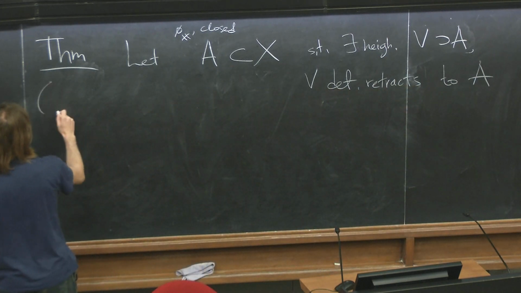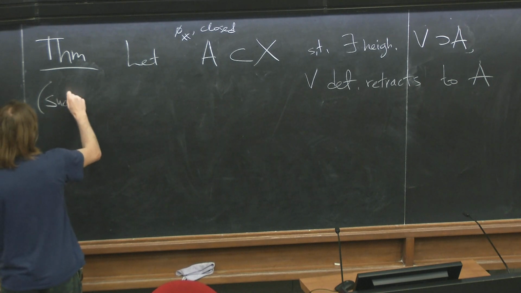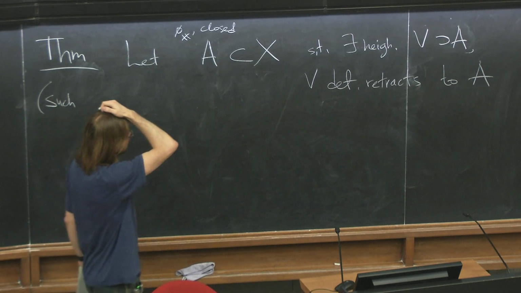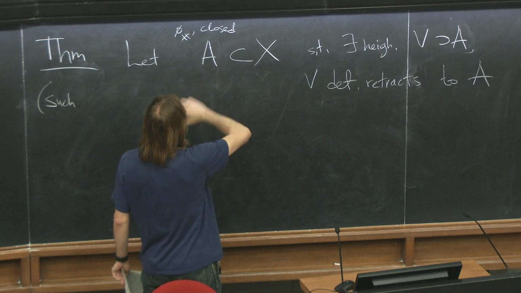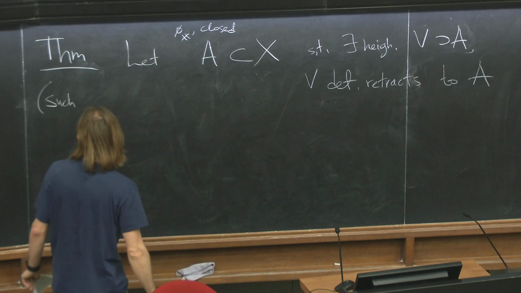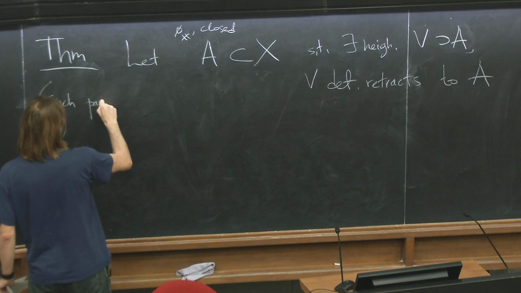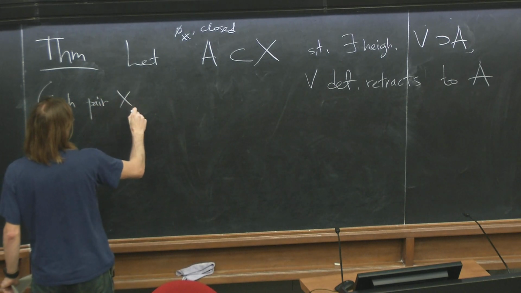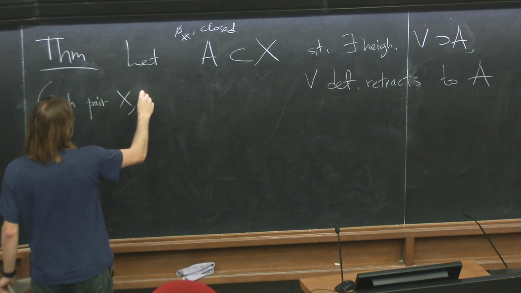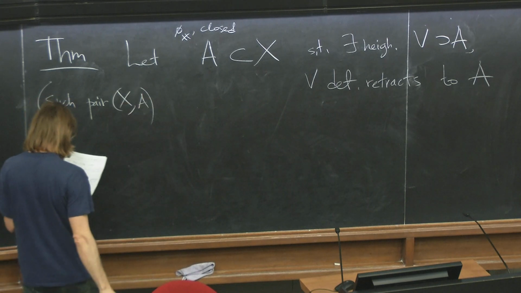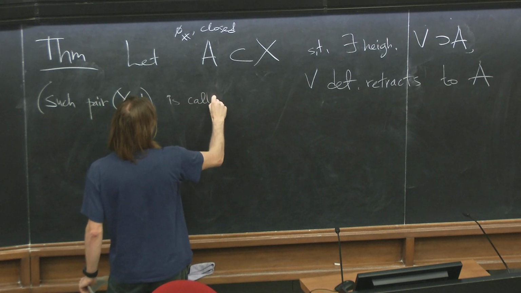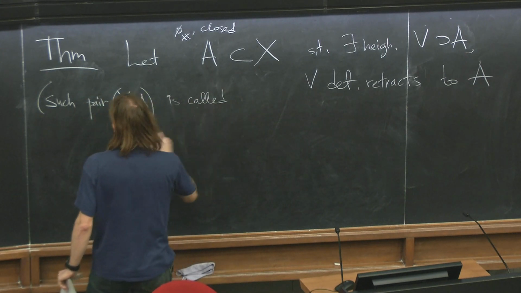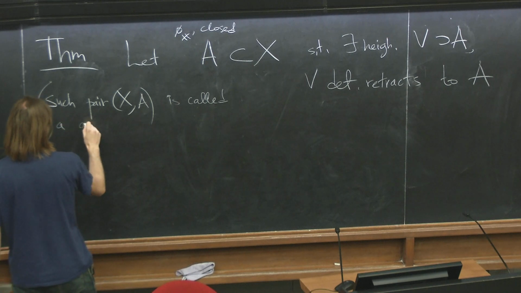And in general, if you have a pair of a topological space X and a subspace A inside, which satisfies all these conditions, such a pair (X, A) is called a good pair.